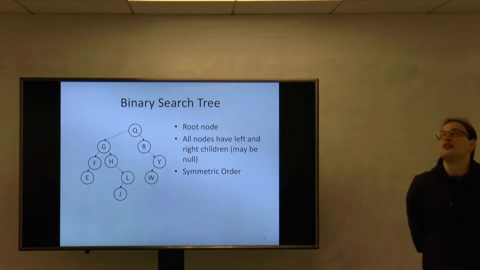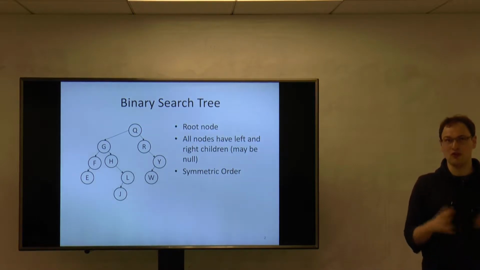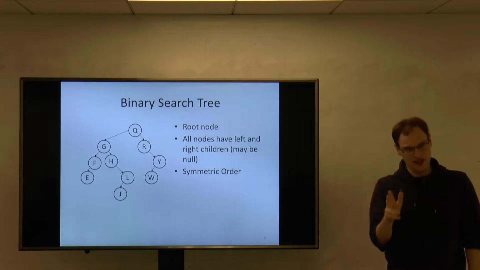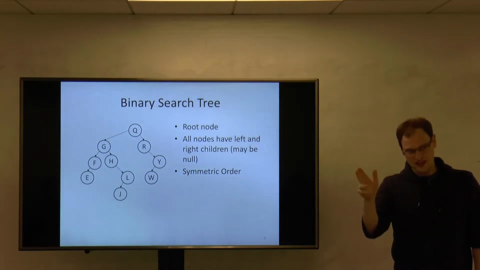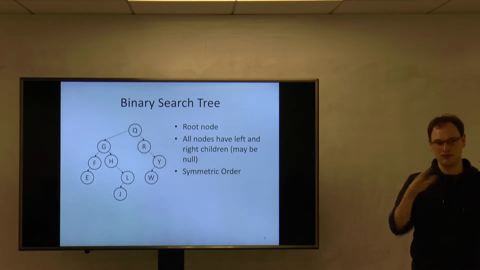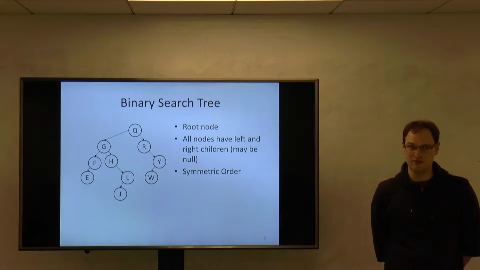And a binary search tree obeys the symmetric order. So every node in the left subtree of the root is less than the item in the root. Every node in the right subtree is greater than the item in the root. And this goes recursively down the tree for every node in the tree.